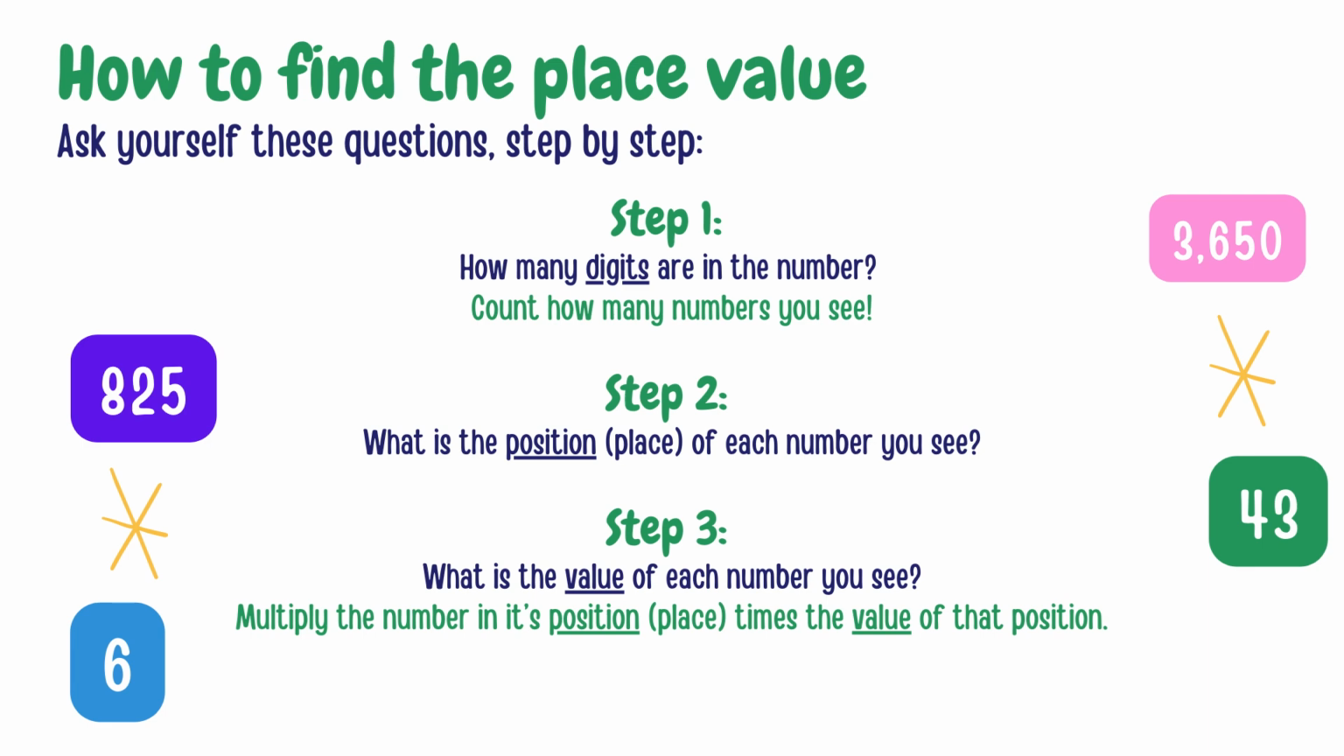So how do you find place value? You have to ask yourself these questions step by step. Step 1, how many digits are in the number? Count how many numbers you see. Step 2, what is the position or place of each number you see? Step 3, what is the value of each number you see? Multiply the number in its position, so in its place, times the value of that position.